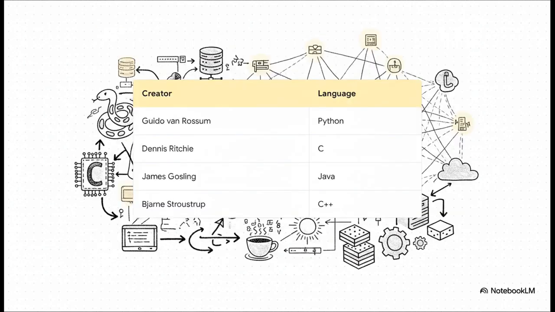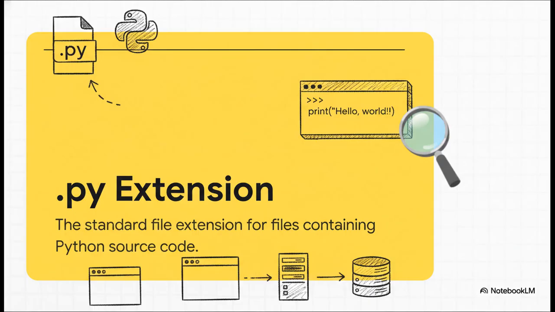And Python didn't just appear out of thin air. It's got a pretty rich history. It was created by Guido van Rossum. And this just helps put that into perspective, showing some of the other giants of the programming world. Dennis Ritchie, who gave us the C language, James Gosling, the father of Java, and Bjarne Stroustrup, the creator of C++. Pretty legendary company.